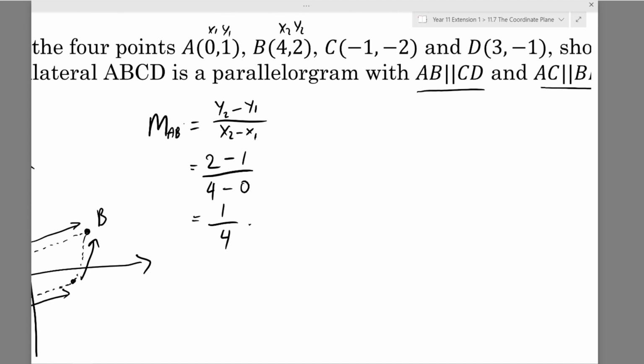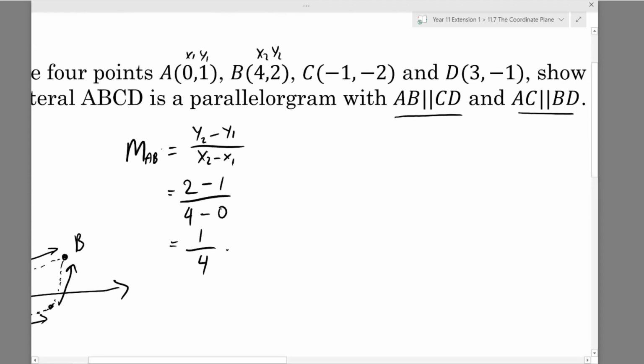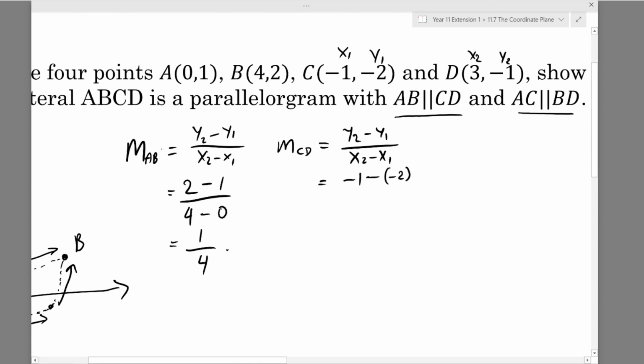Now, for this to be parallel, we're hoping that CD has the same gradient. So I'm going to be doing CD now. I'm going to call C x1, y1, and D x2, y2. The gradient of CD is equal to y2 minus y1 over x2 minus x1, which is y2, which is -1, minus y1, which is -2. So -1 minus -2 over x2, which is 3, minus -1.